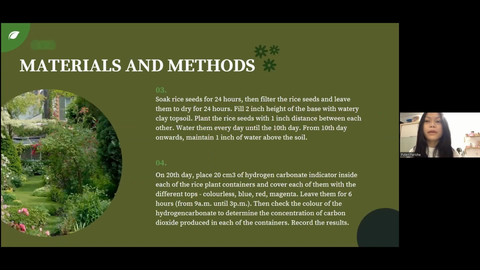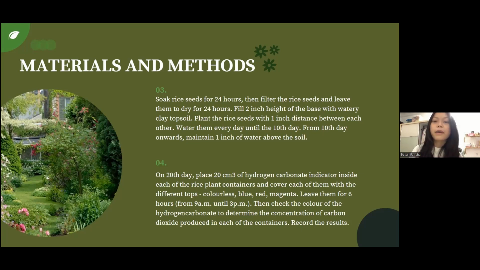The third step is to soak rice seeds for 24 hours, then filter the rice seeds and leave them to dry for 24 hours. Fill a 2-inch height of the base with watery clay topsoil. Plant the rice seeds with a 1-inch distance between each other. Water them every day until the 10th day. From the 10th day onwards, maintain 1 inch of water above the soil.